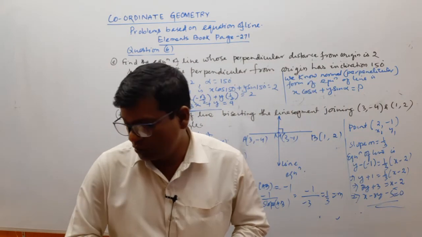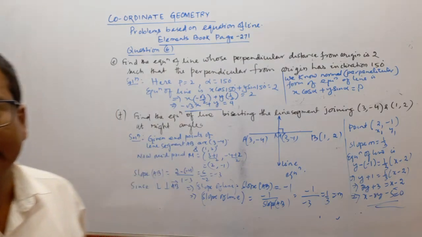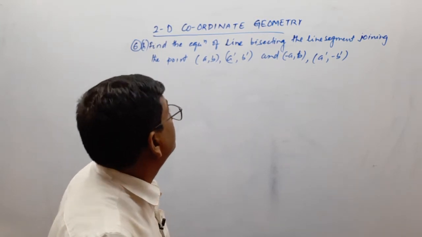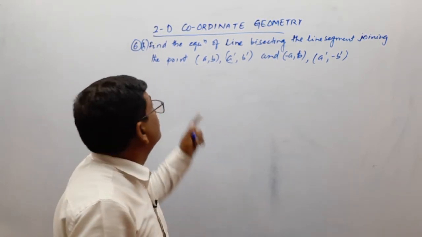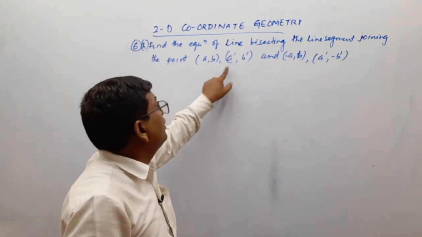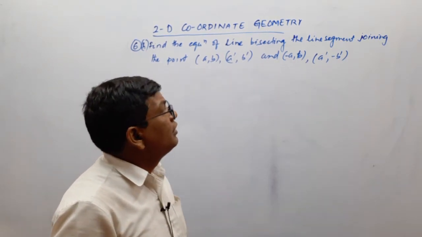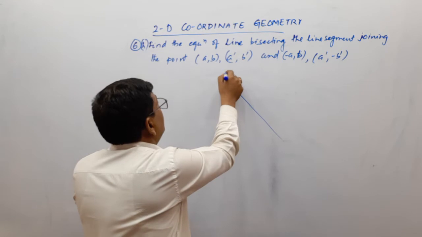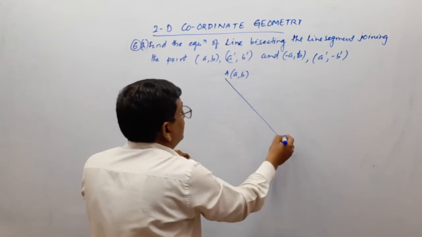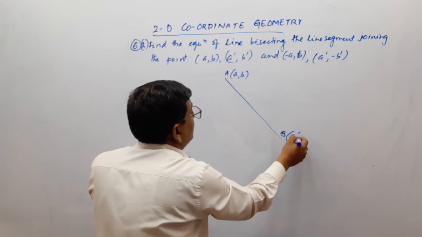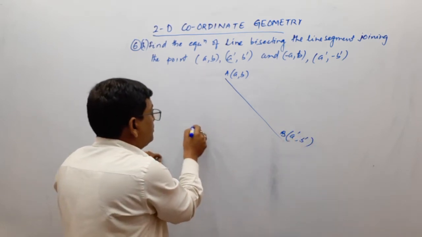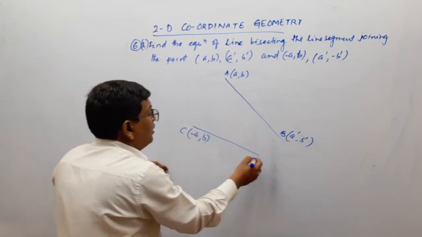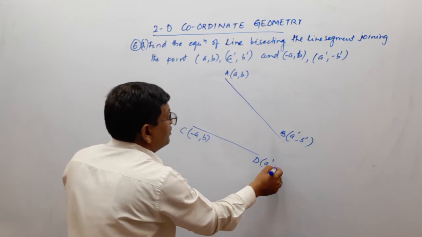Okay, now some more questions. Find the equation of the line bisecting the line segments joining the points (a, b), (a', b') and (-a, b), (a', -b'). Suppose A has coordinates (a, b) and B has coordinates (a', b'). Suppose C has coordinates (-a, b) and D has coordinates (a', -b').